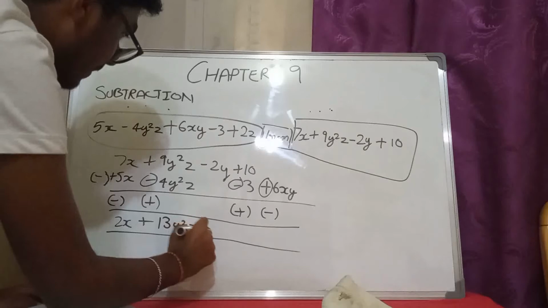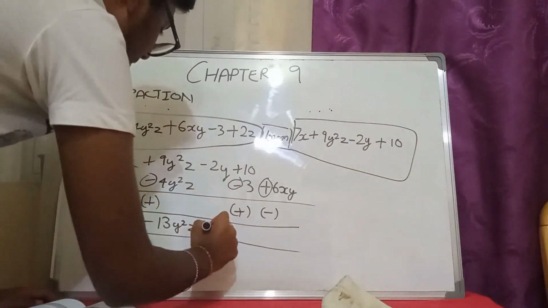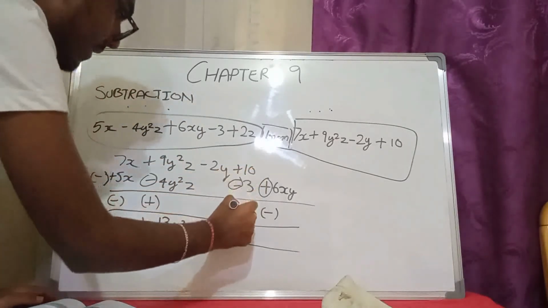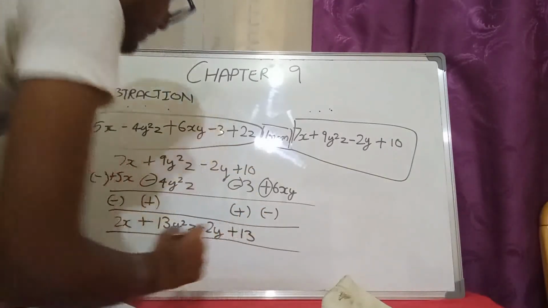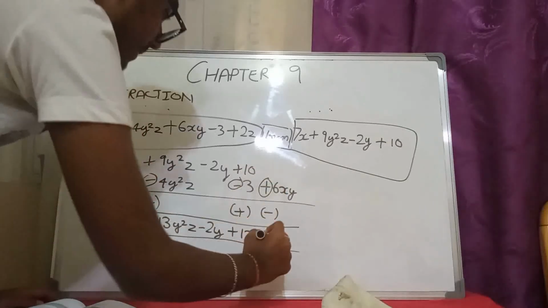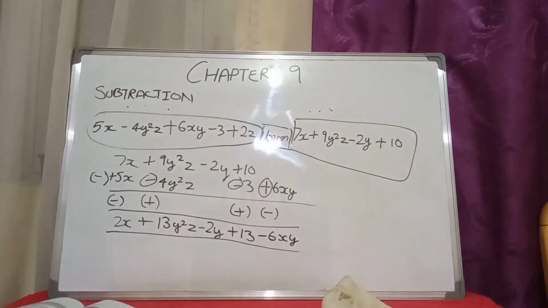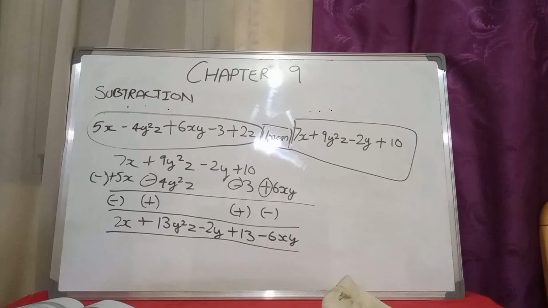13y squared z. Now this will be as it is because it doesn't have any like term, 2y. Now here also this was negative, it changed to positive, so it will be as it is, addition, plus 13. And this was plus 6y, it will become negative 6y. So this is the answer that we get after solving this question. This is a very important topic of subtraction, that is additive inverse. If we miss it, then the answer will go fully wrong.